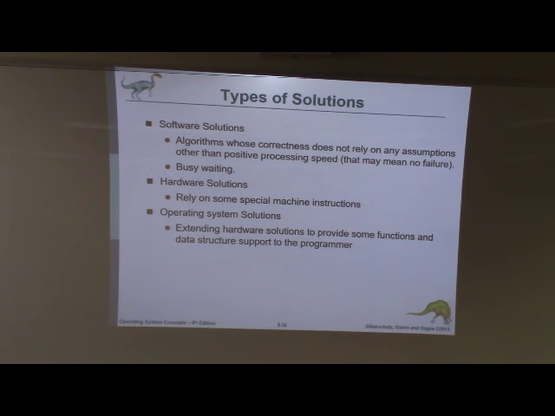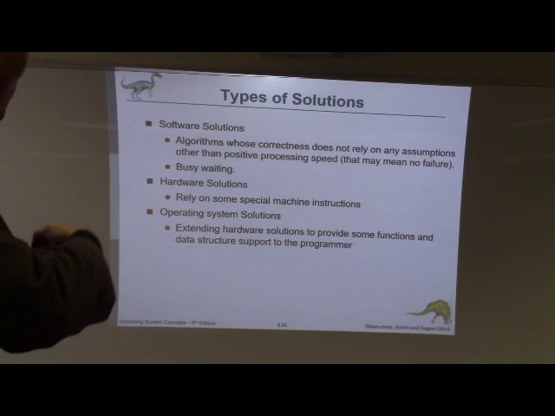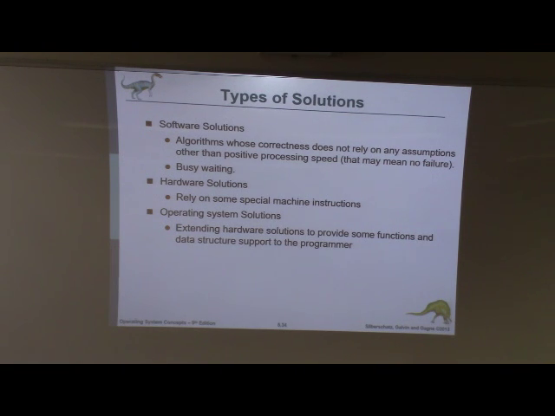Why? In the entry section, we have a while loop. That causes a lot of... What is the problem of the busy waiting? It causes a lot of CPU cycles, so it's a waste of the CPU resource. So that is one of the problems.